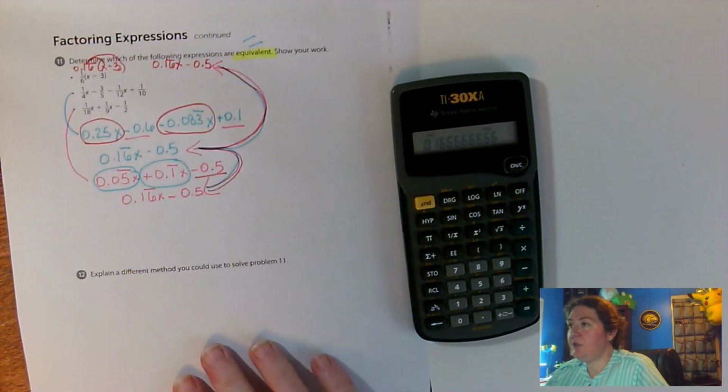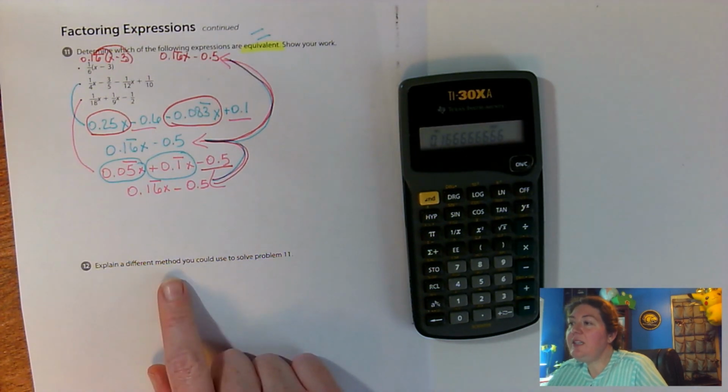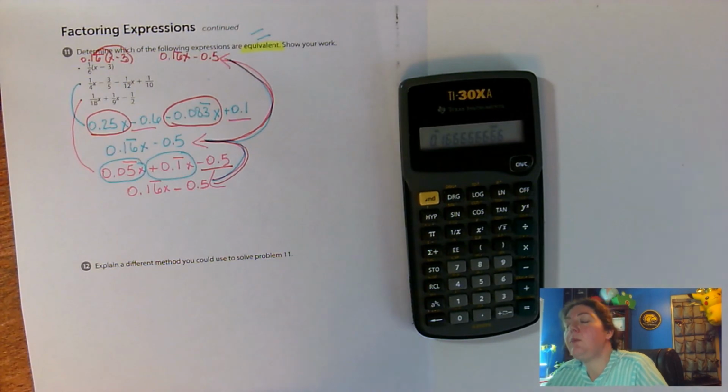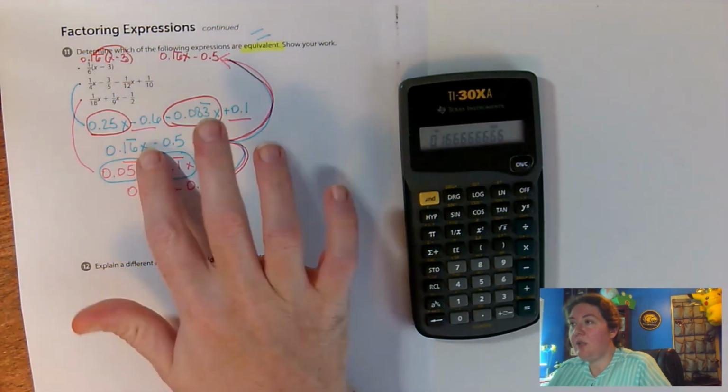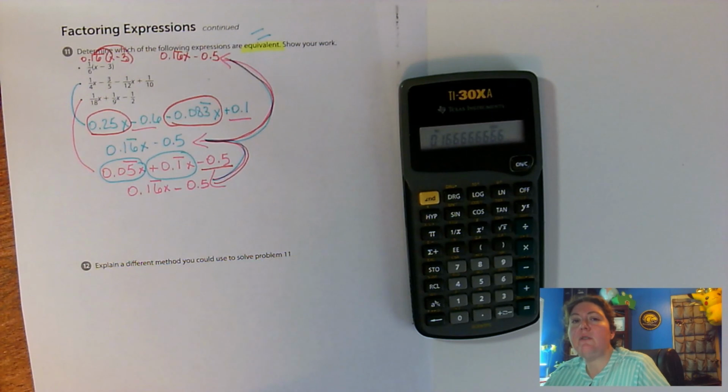So I want to challenge you to something. Look at number 12. Number 12 says, explain a different method you could use to solve problem 11. What's another way we could have done that? We changed everything to decimals. We could have left it as a fraction. Could we have used factoring? Maybe. What other ways can you think of that we could have solved number 11? I want you to think about number 12 and see what you can come up with.